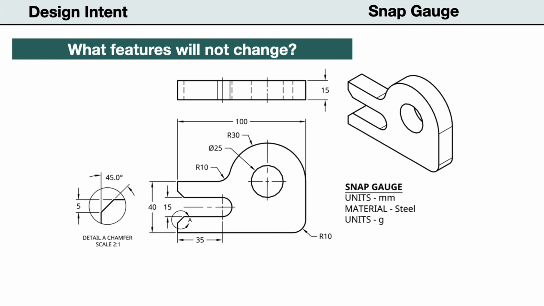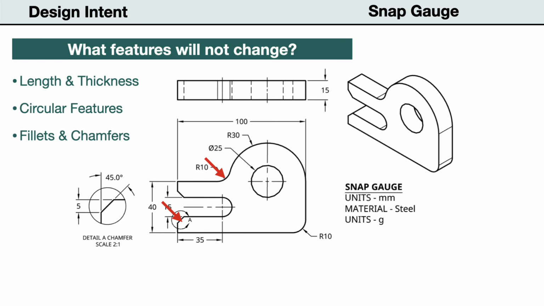Next, we need to identify the features that should remain unchanged if those items are revised. The length and thickness should remain the same. The size and location of circular features will maintain their current relationships. The size and location of the fillets and chamfers will remain the same.